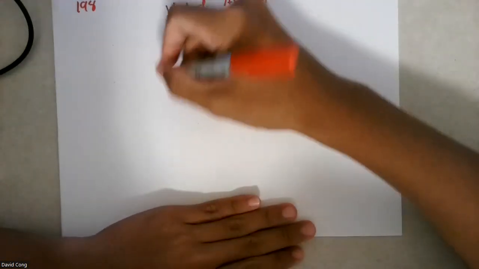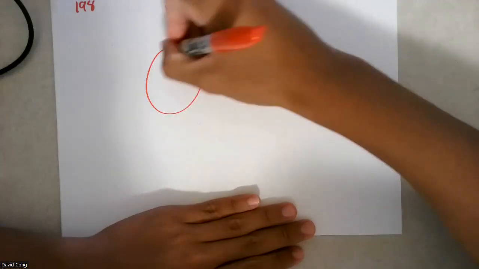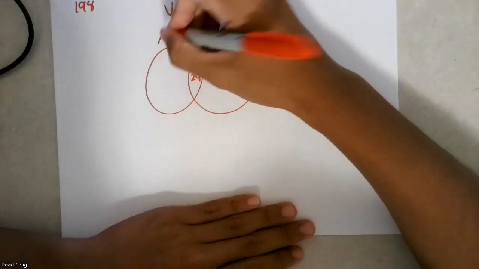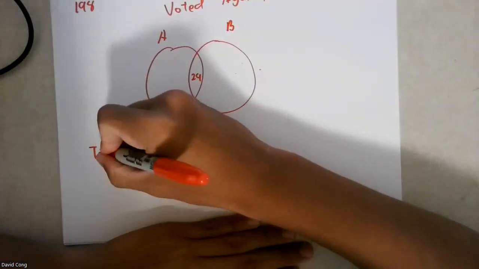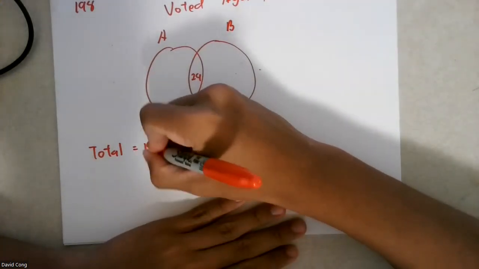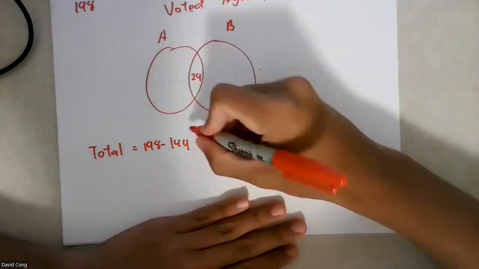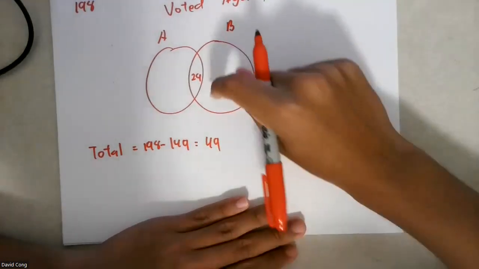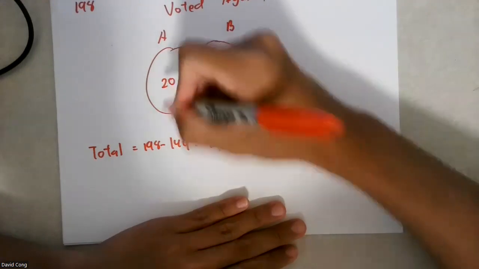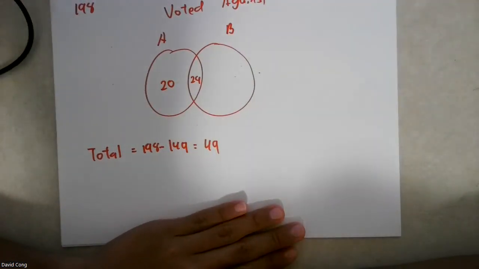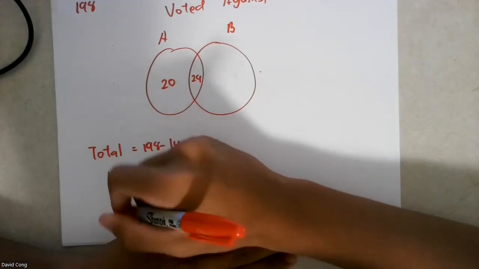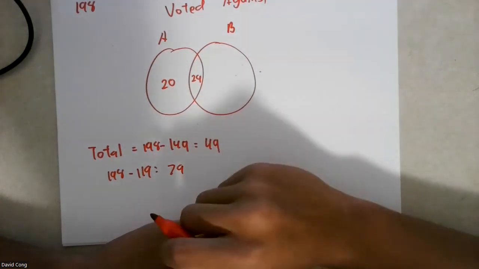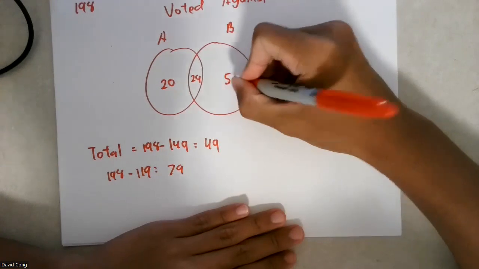Okay. So we know the total in A, right? And we know 29 voted against both. This is the first issue, this is the second issue. The total that voted no in A is 198 minus 149, which is equal to 49. And we know 29 voted no in both, which means 20 voted no only in the first one. Same logic for B. You get 198 students, and 119 voted in favor. So if we subtract, how many voted against it? 79, which means 50 voted against it.